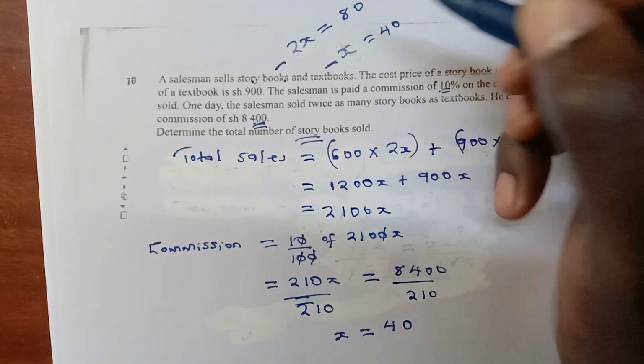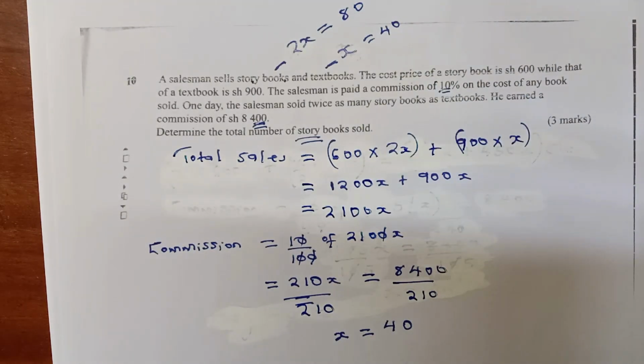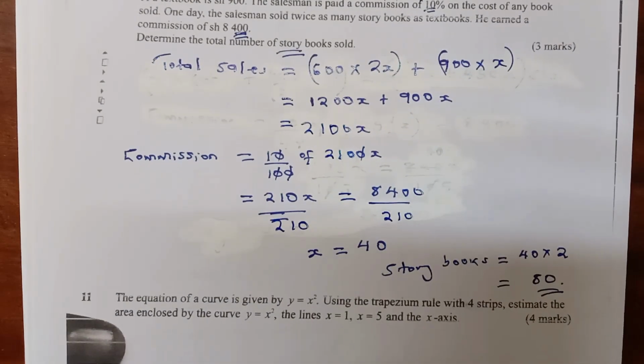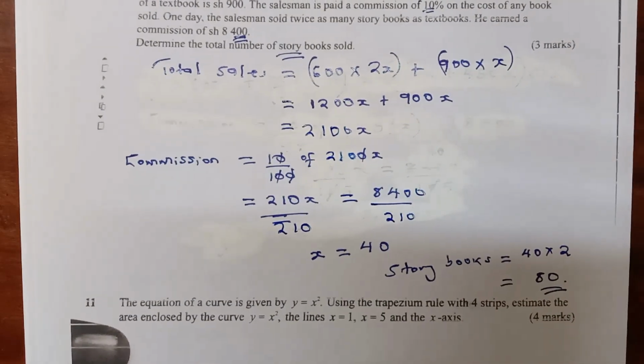So it means that the textbooks are 40 and our storybooks are 80. For us to find the number of storybooks, which is 2X, you take 40 multiplied by 2, which gives us 80 storybooks that were sold by this particular salesman.